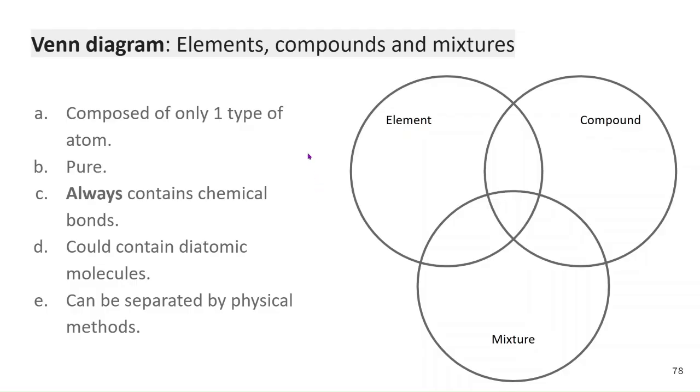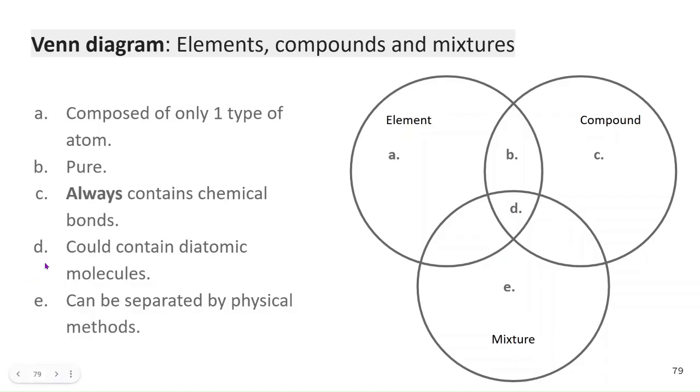Okay, so here are the answers. A is an element, right, composed of only one type of atom. That is like the definition of an element. B, pure substances can be elements or compounds as long as it's just the element or just the compound in the substance, right? C is a compound, right? Because if something always contains chemical bonds, it has to be a compound. It can't be a mixture or an element.